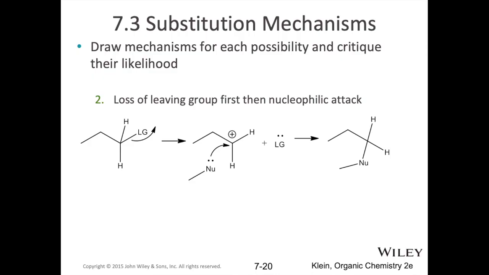Incidentally, this is what's called an SN1 mechanism. The 1 refers to the fact that this slow step of the reaction involves just one molecule.